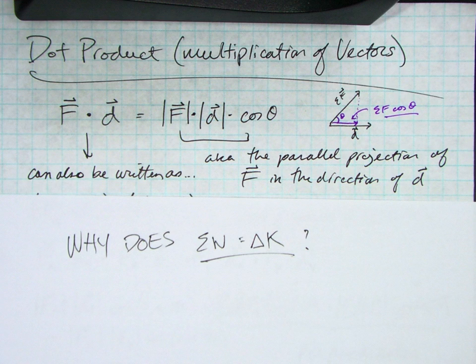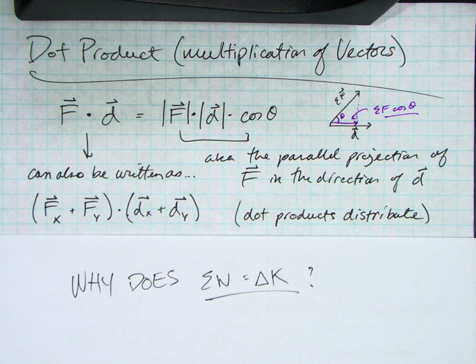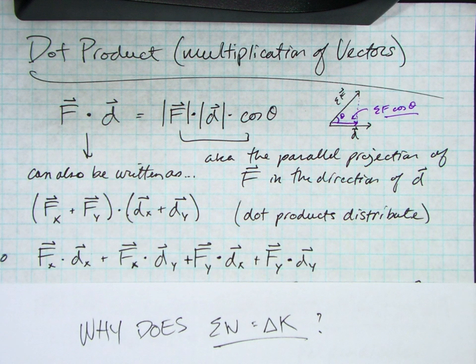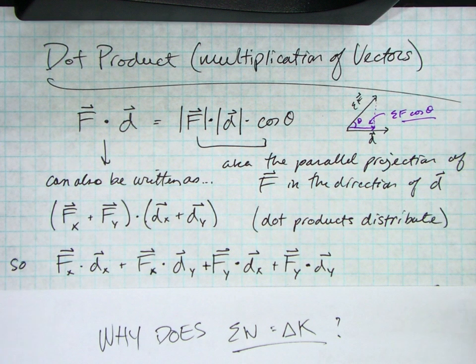Now, one thing that we can do with dot products is break the force vectors into their components, just like we've done with force vectors and velocity vectors. So we can write F as Fx plus Fy. We can write the displacement vector as dx plus dy. Now, the dot product distributes. One of its properties is that it distributes just like an algebraic expression. So (Fx plus Fy) dot (dx plus dy) becomes Fx dot dx plus the other remaining terms that you see written there.